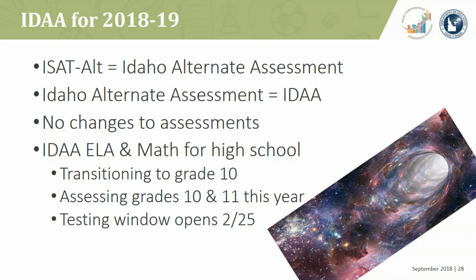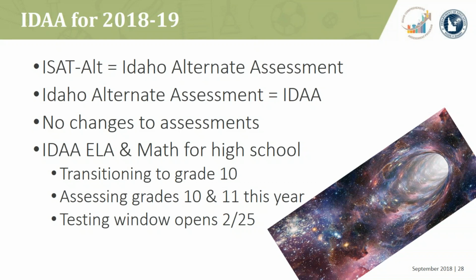The ELA and Math alternate assessments, no changes. However, we are transitioning to having students at the high school level take the Idaho alternate assessment in ELA and Math. We're transitioning to have them do it at grade 10 because that's when everybody else takes their test. But in this transition year, you are assessing grades 10 and 11. So 2 grades at the high school are taking the Idaho alternate assessment for ELA and Math.